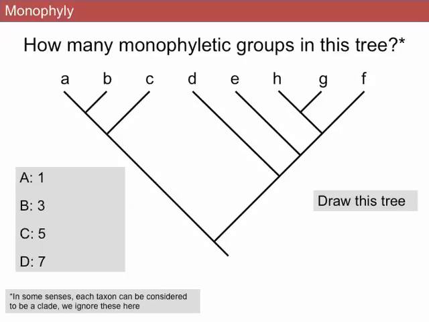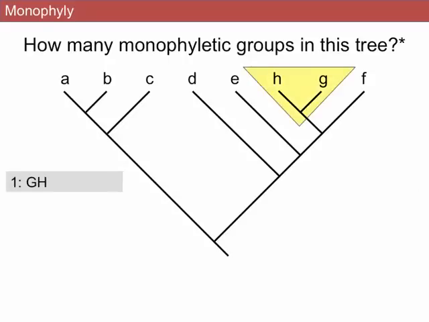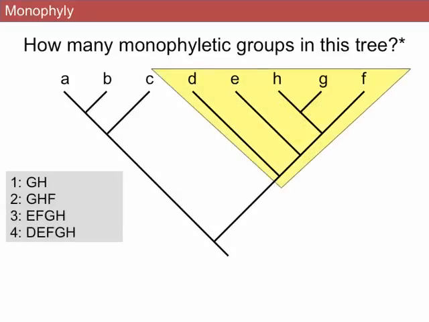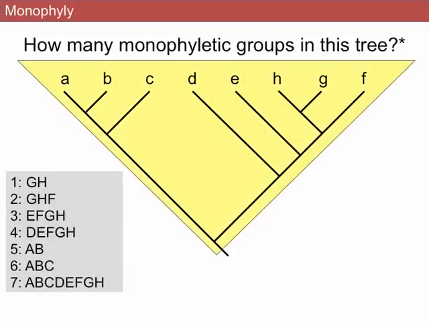Woohoo! Good job, everyone. So the answer is D, 7. And the simplest way to do this is to just go through all the nodes in the tree and count the number of nodes. The number of nodes equals the number of monophyletic groups. So this gets to the question that was asked before. There's one, another one, and so on. And the whole thing can be a monophyletic group, including the root node in the tree. So that's how you find monophyletic groups in a tree.